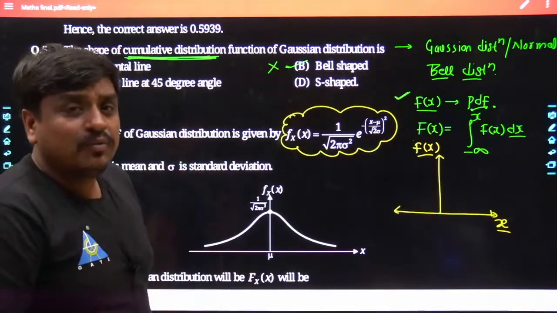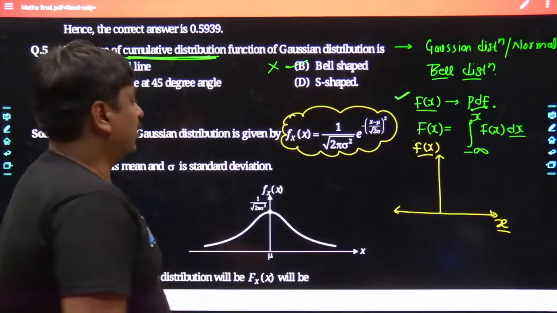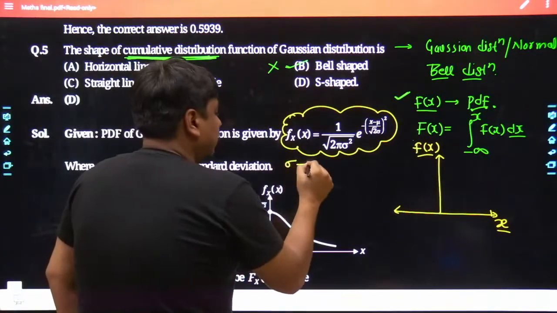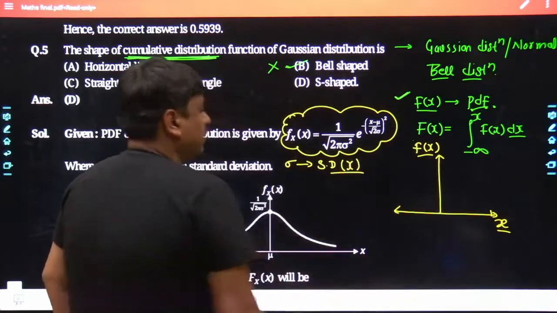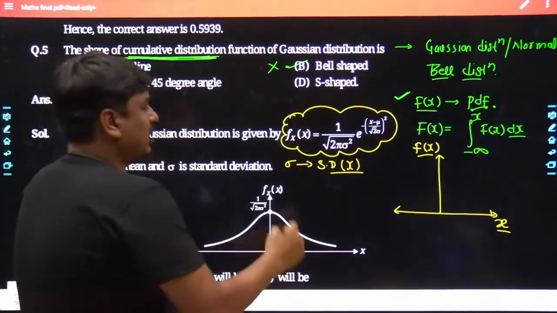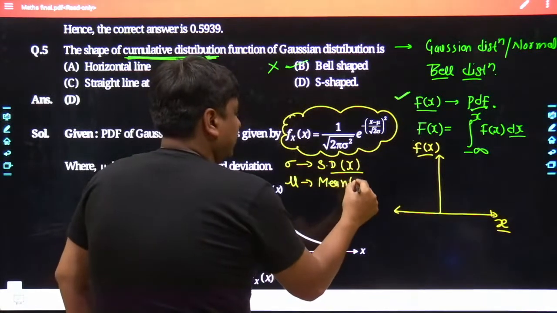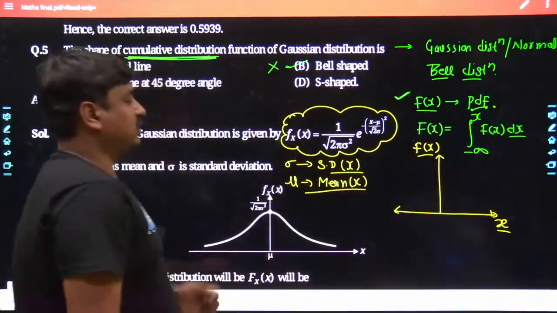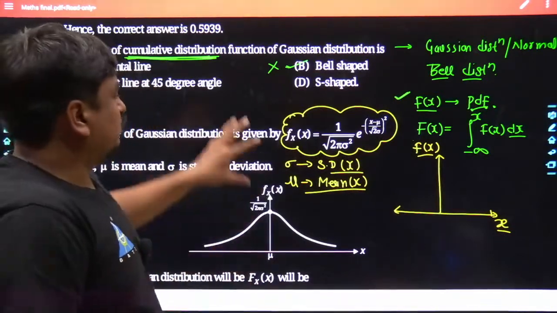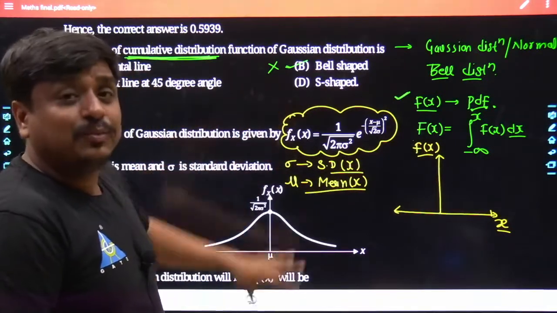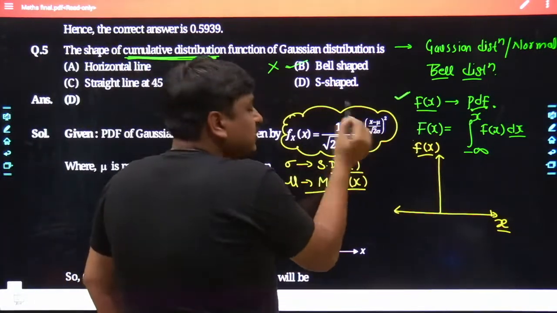And what is the sigma over here? The sigma is the standard deviation of the continuous random variable small x. So this thing must be clear to all of us. Similarly mu is the mean of the continuous random variable small x. And you yourself would be able to understand this curve f of x is an even function taking the reference of x equals mu. Why?